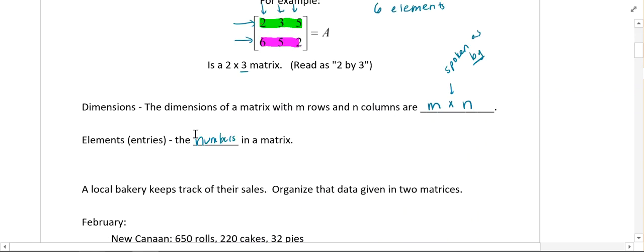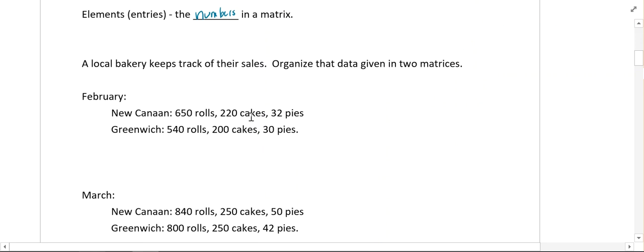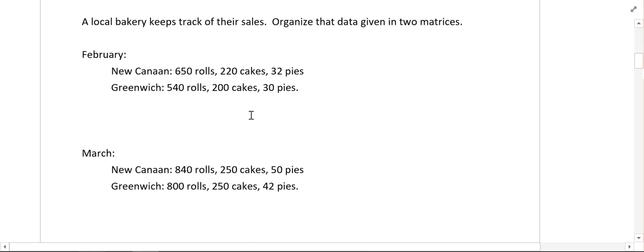So let's look at this within a context. A local bakery keeps track of their sales. Now organize the data given into 2 matrices. So apparently it has 2 different shops, one in New Canaan and one in Greenwich. And for February, they sold 650 rolls in New Canaan and 540 in Greenwich. See how I'm setting them up? This is going to organize my data.